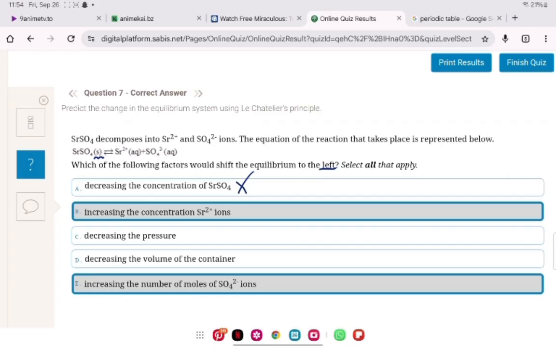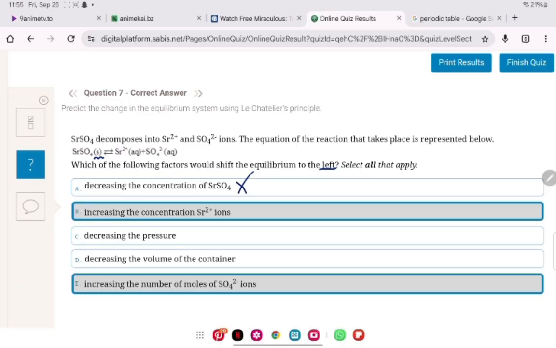But let's say it was a gas. Decreasing the concentration of SrSO4 would make the system try to increase it. And how would you make it increase? By moving to the left. So this would be a correct statement if it was a gas, but since it's a solid, it doesn't affect.